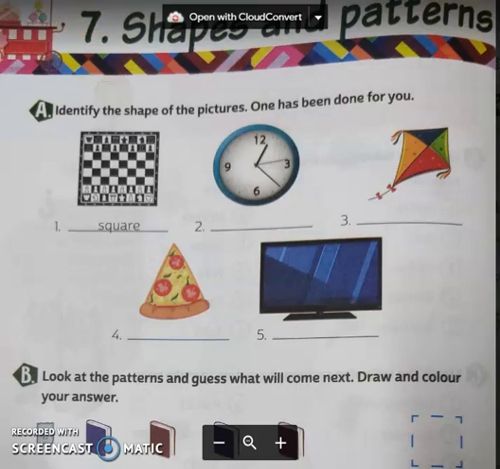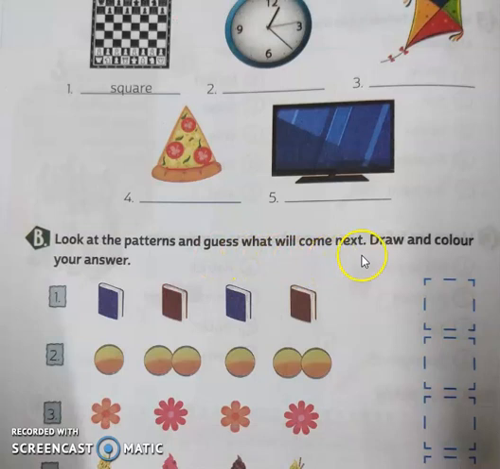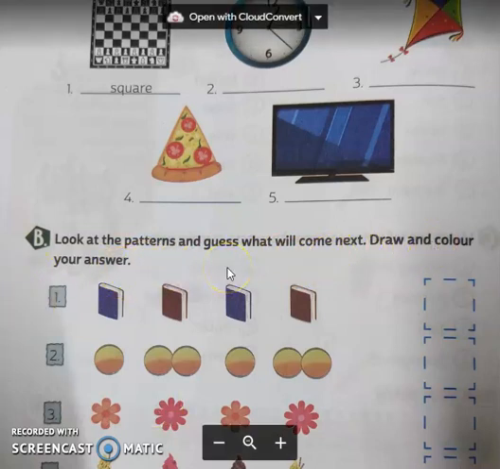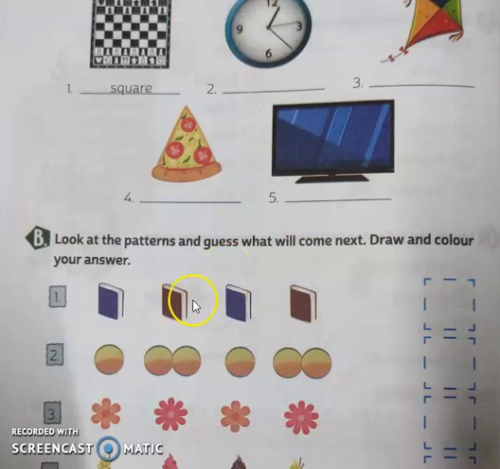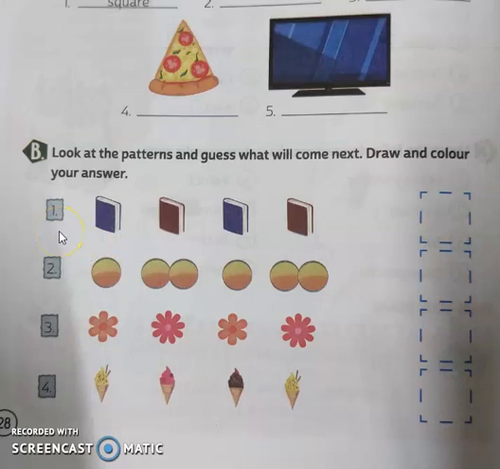Let's go for next exercise. Look at the patterns and guess what will come next. Draw and color your answer. This is given to test your logical skill, so try to do it by yourself. Let me give an explanation if you still have doubt.